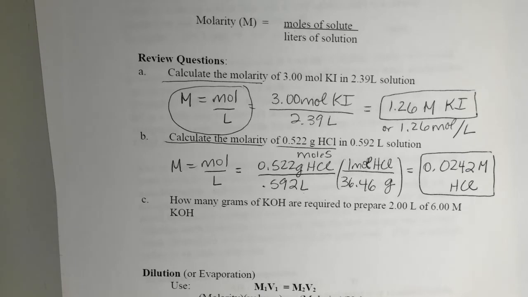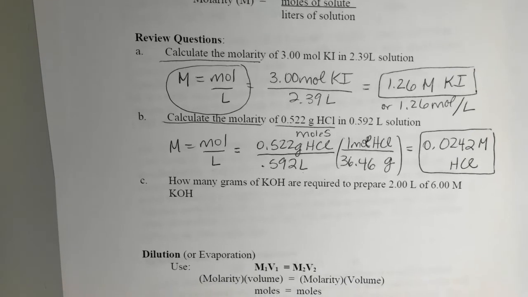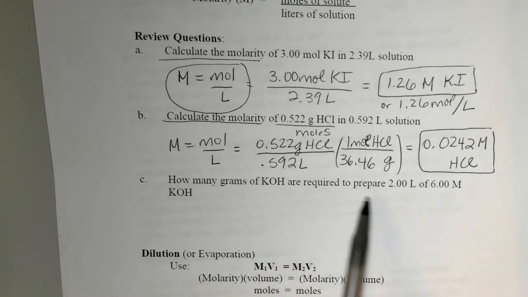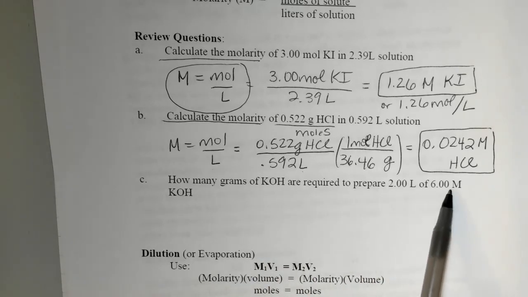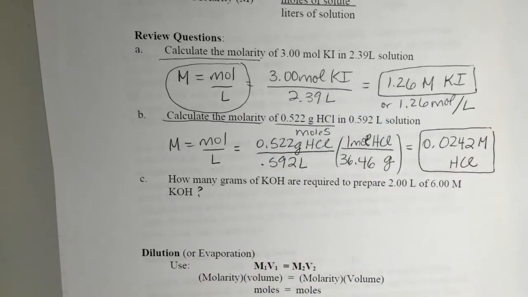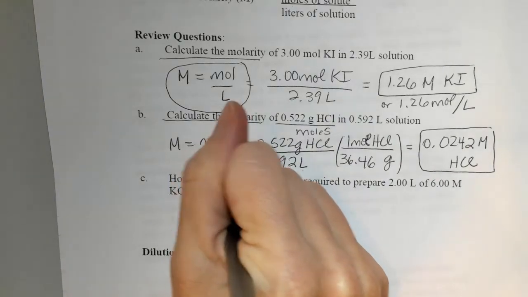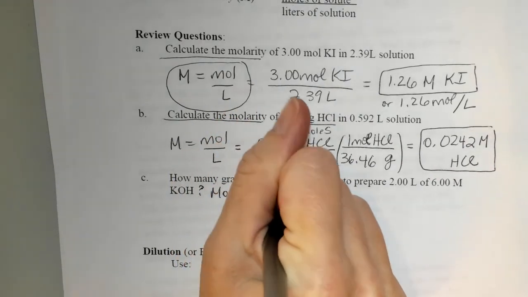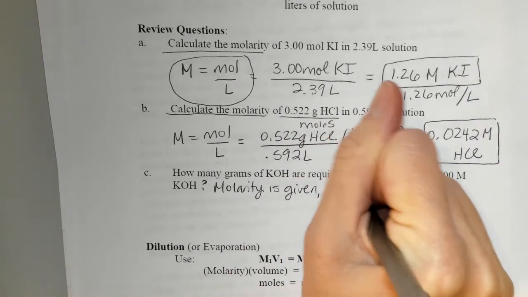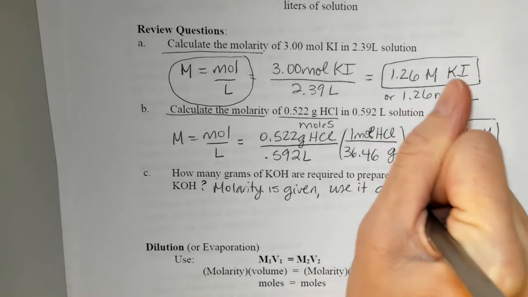Now for question C, this one's going to be different because it says how many grams of potassium hydroxide are needed to make 2 liters of a 6.00 molar potassium hydroxide solution? And there should be a question mark there. So when molarity is given, I do this differently. I don't use the formula. Instead, I use it as a conversion factor.